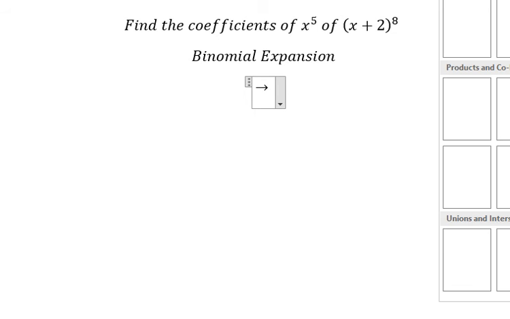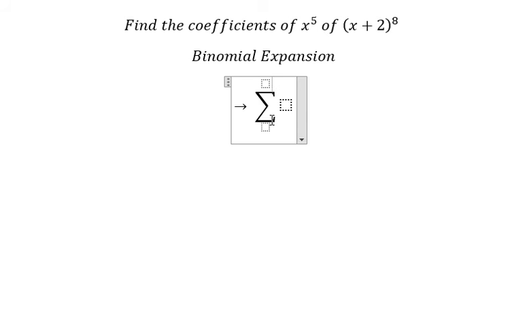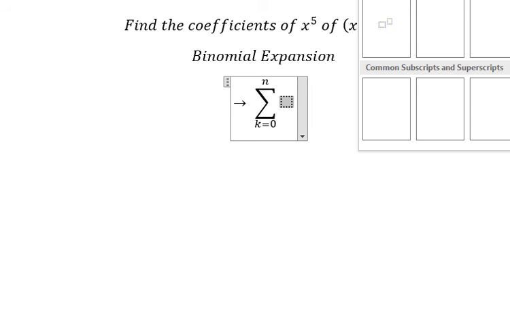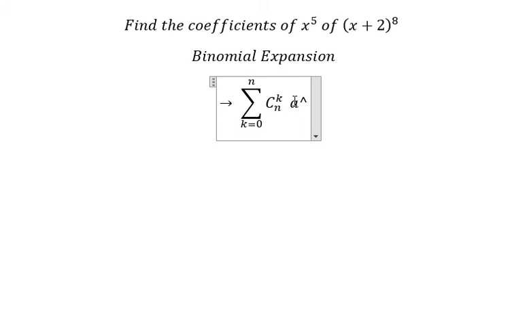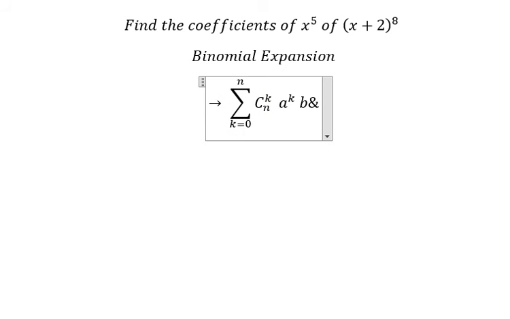We have the summation in here, k equals 0 to n. So this one we will have the combination, that is C(n, k). We multiply by a to the power of k and b to the power of n minus k.